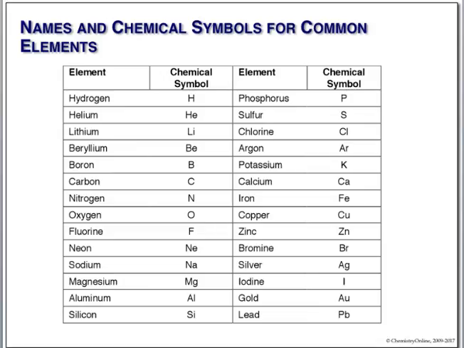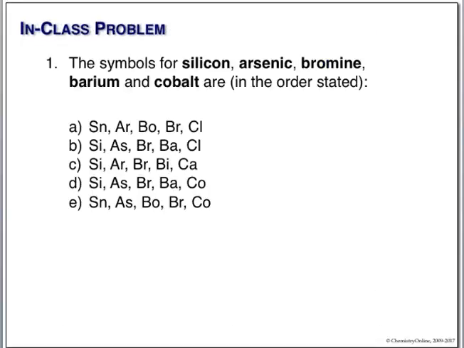All right, that's your 30 seconds. I assume you have it committed to memory by now. So let's just look at the type of questions that you might expect. Here we have a question: the symbols for silicon, arsenic, bromine, barium, and cobalt. What would those be?